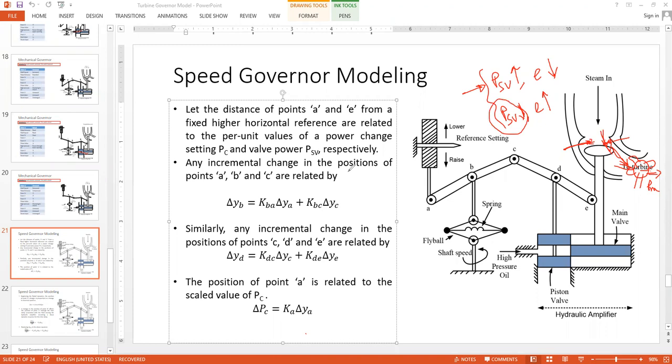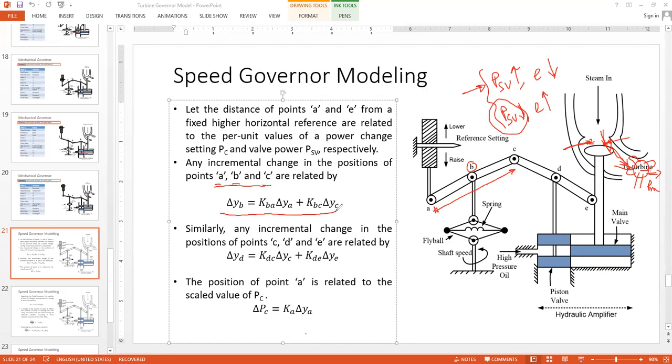Now, if we have any incremental change in the positions of points A, B, and C, we are talking about 3 points which are linked with a single arm, A, B, and C, where point B is the pivot. So B is the center point, depending on which point A and C might move. This is the pivot point. So A, B, C are related by this relation.